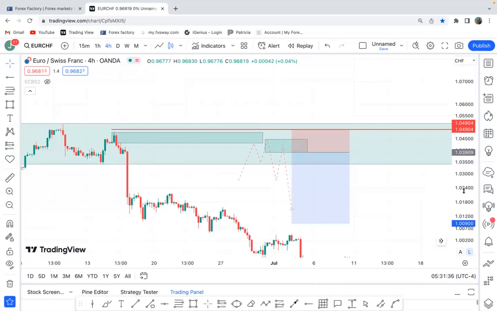If your risk to reward is 1-to-10 and you are risking $1, it means you are getting $10 in profit if you win the trade. But if you lose the trade, you are losing $1. So that's a 1-to-10. Do you understand?